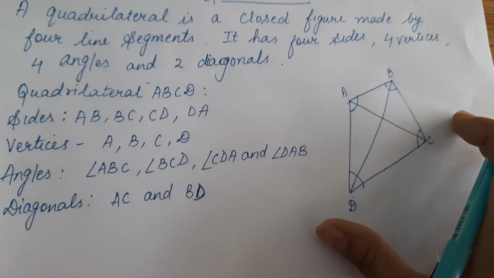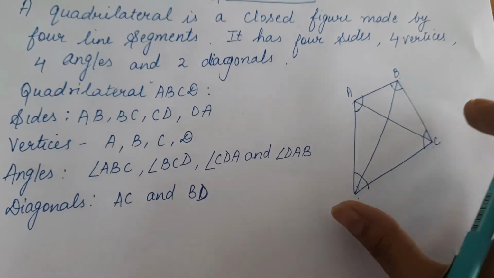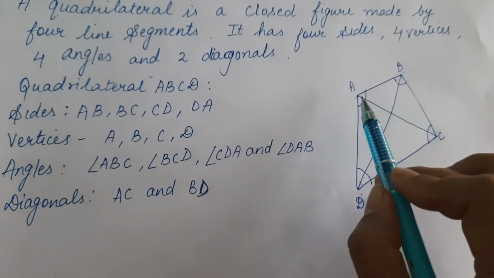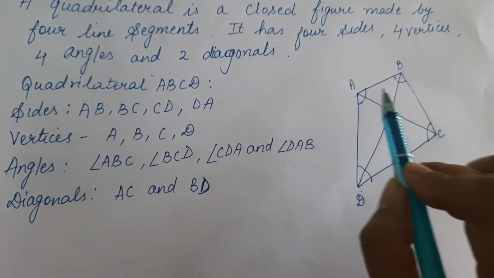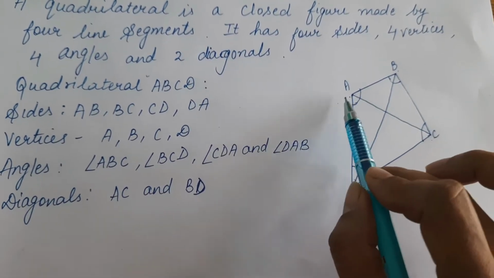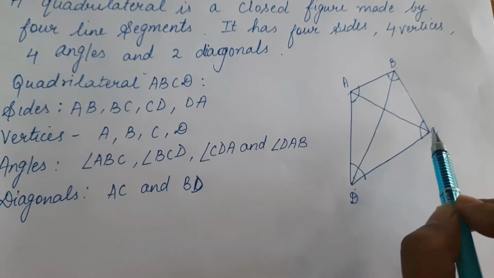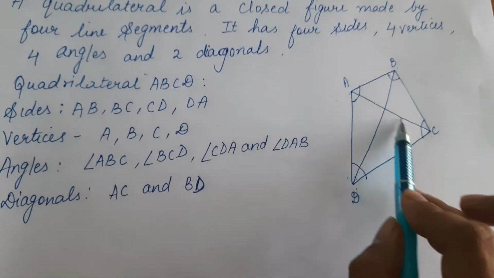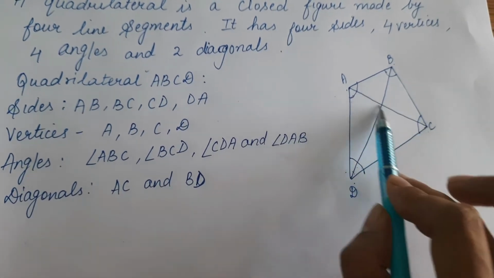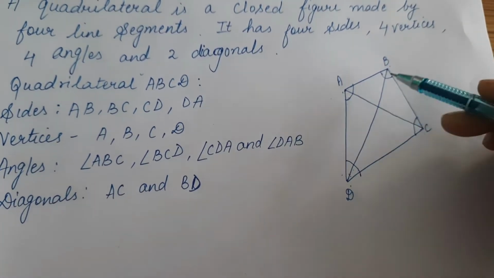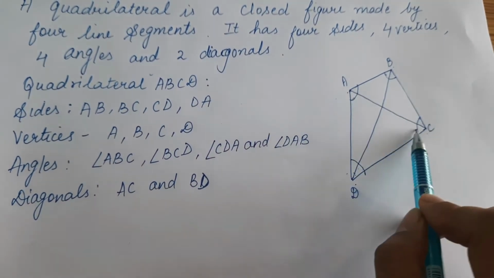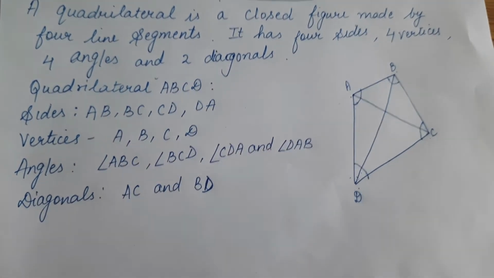What is a diagonal? The line segment joining the opposite vertices is called a diagonal. The vertex opposite to A is C and the vertex opposite to B is D. So the line segments joining the opposite vertices are called diagonals. Fine. So in this the diagonals are AC and BD.